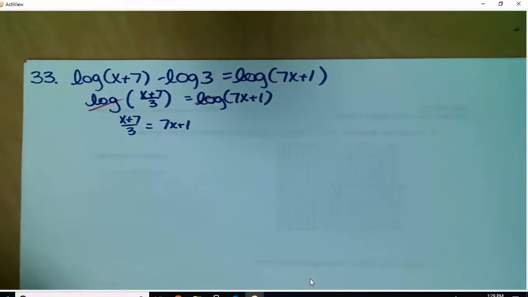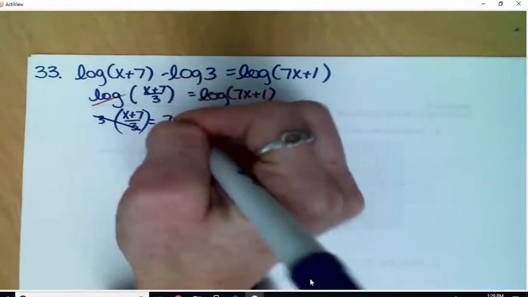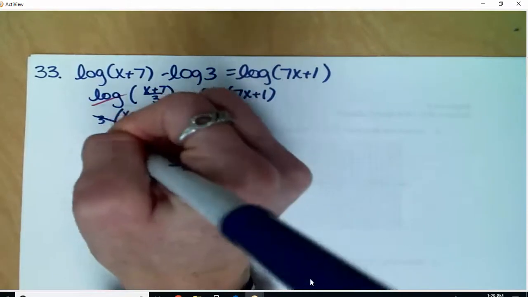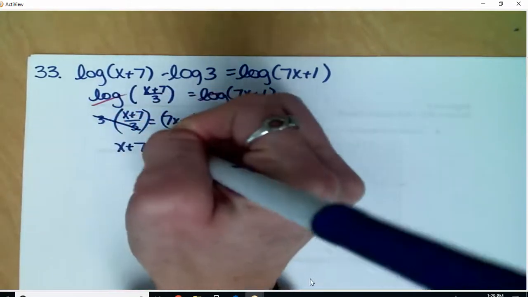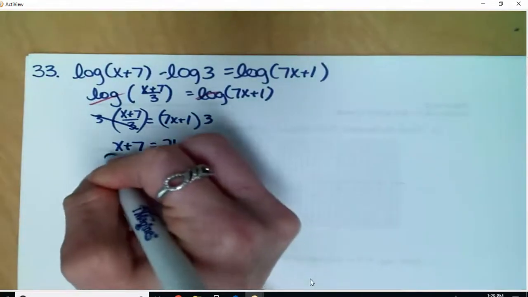So to get x by itself, first let's get rid of our fraction. So we're going to multiply by 3 on both sides. I need to subtract my x.